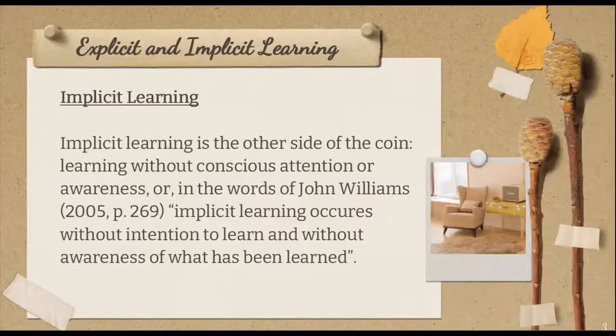Implicit learning is the other side of the coin. It is learning without conscious attention or awareness, or in the words of John Williams, implicit learning occurs without intention to learn and without awareness of what has been learned. So implicit learning is learning complex information in an incidental manner without awareness of what has been learned.